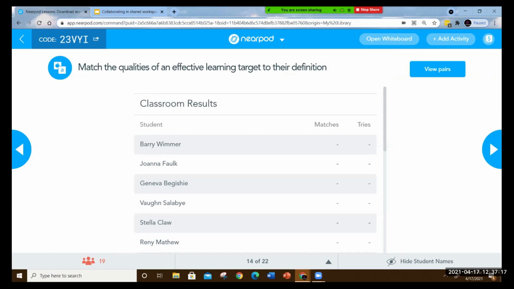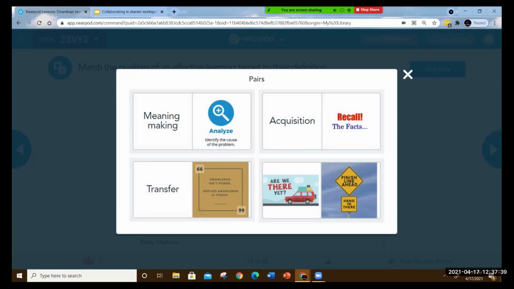So what I want you to do right now is play this little game. What are the qualities of an effective learning target? So you're going to match the quality to the definition. It's like those old card matching games that you used to play when you were little. So what does meaning making mean? What does acquisition mean? And what does transfer mean?